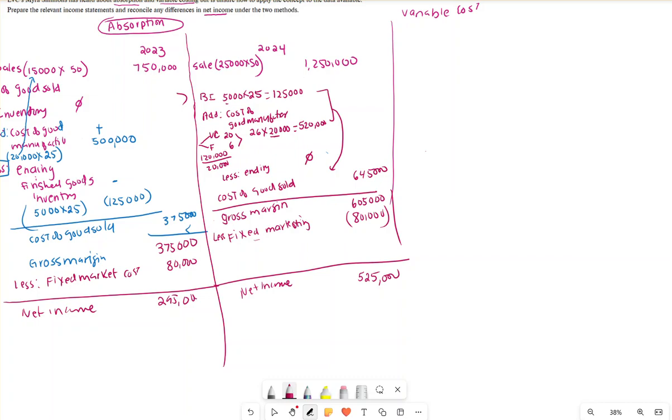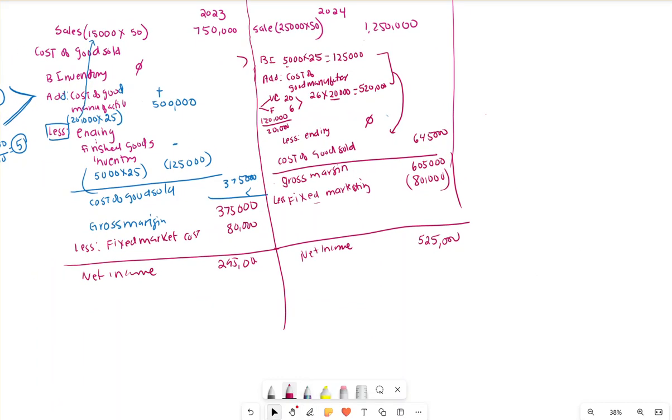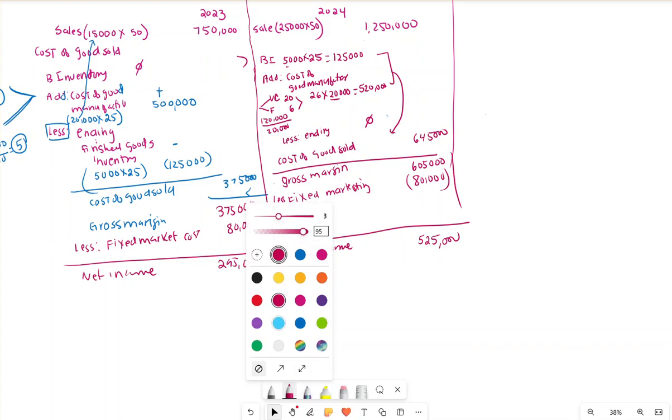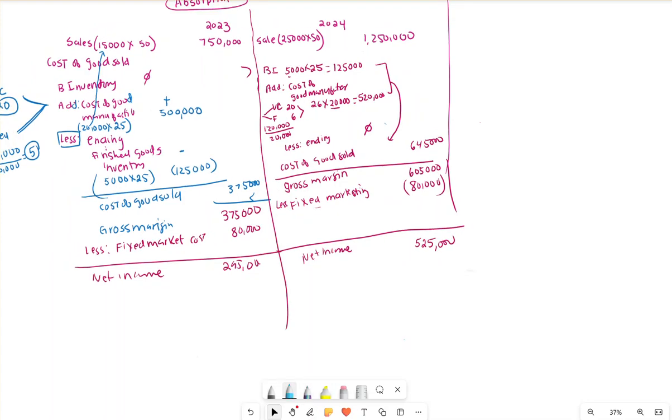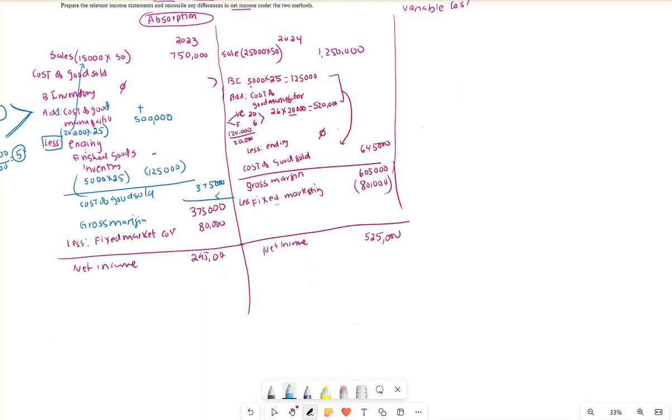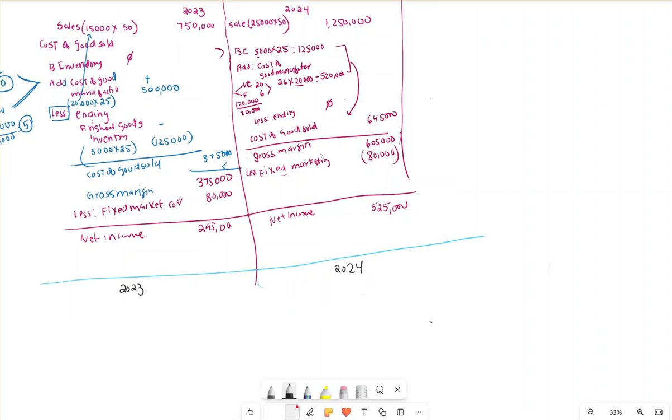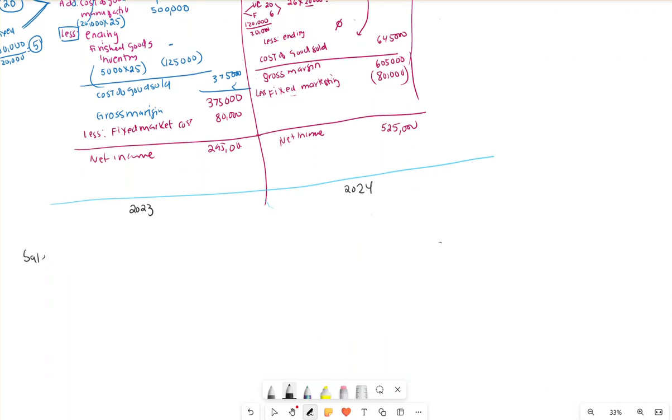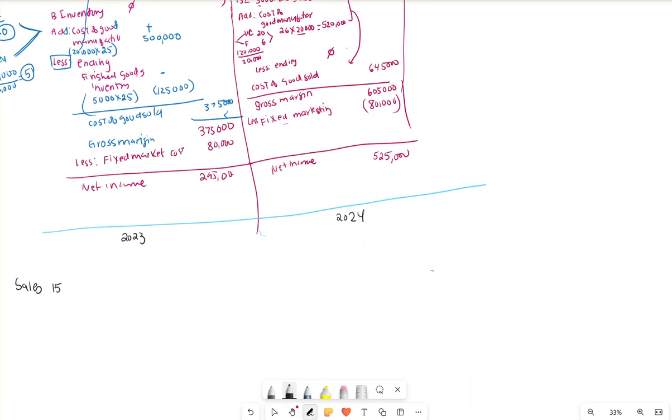So how we're going to do it now, we're going to show you variable costs, and then we're going to reconcile it. My next one will be doing the same income statement but using the variable costing. So this will be for my 2023, this will be for my 2024. So first one is my sale. My sale was 15,000 units and the sale price is 50. My sale did not change for the first year.